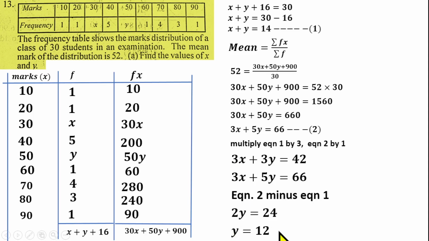Then you can now substitute the value of y equals 12 into equation 1 to be able to find our x. So I'll be having x plus y equals 14 in equation 1. So we'll be having x plus 12 equals 14. Collect like terms, x will be 14 minus 12, which gives us 2. So the value of our x is 2, our y is 12, and that's the solution for that question.